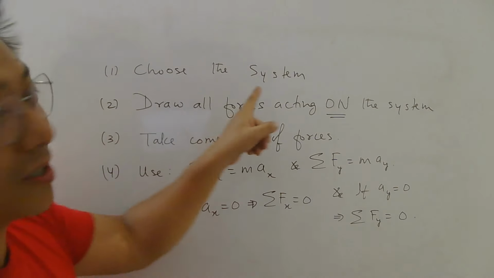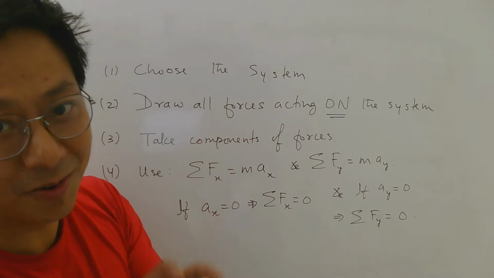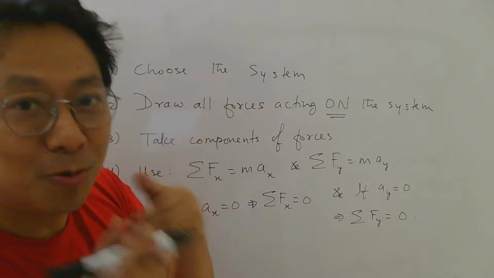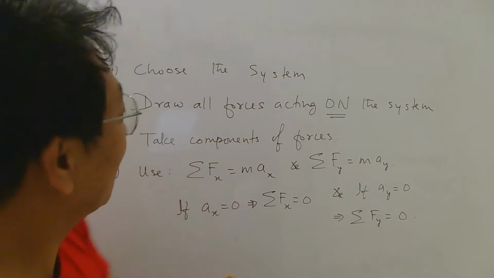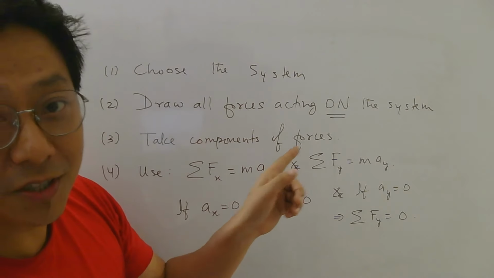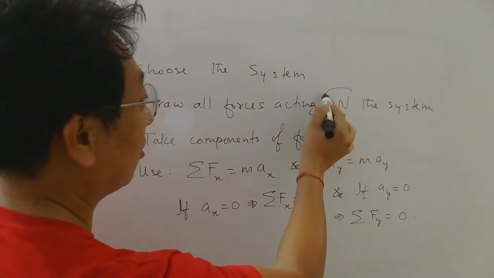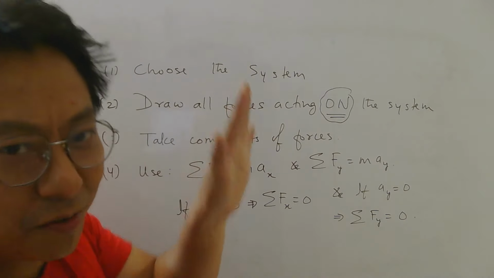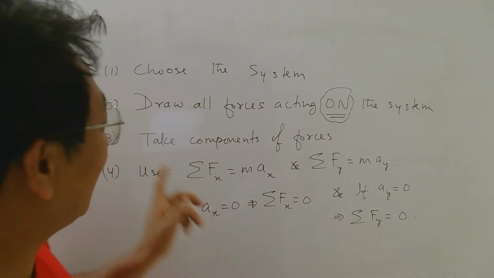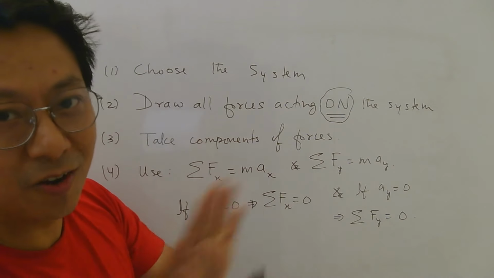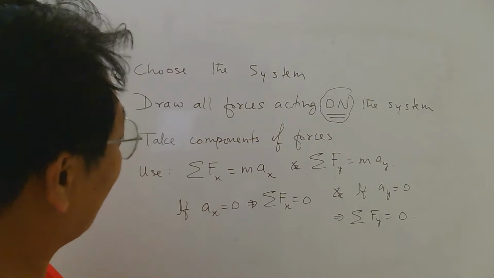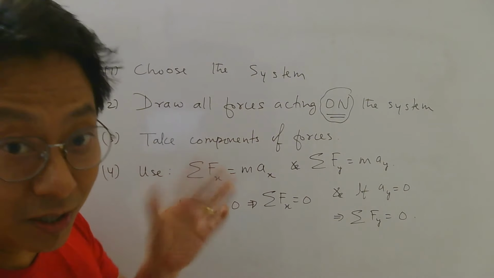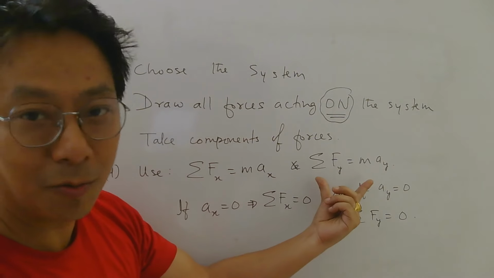First thing is choose the system. That's the most important part. Okay. Choose the system whose acceleration you want. Okay. Then draw all the forces acting on the system. Again, on the system, not by the system. Then if the forces are in different directions in a plane, then take components of the forces along x-axis and y-axis. After that, use Newton's second law separately for x-axis and y-axis.